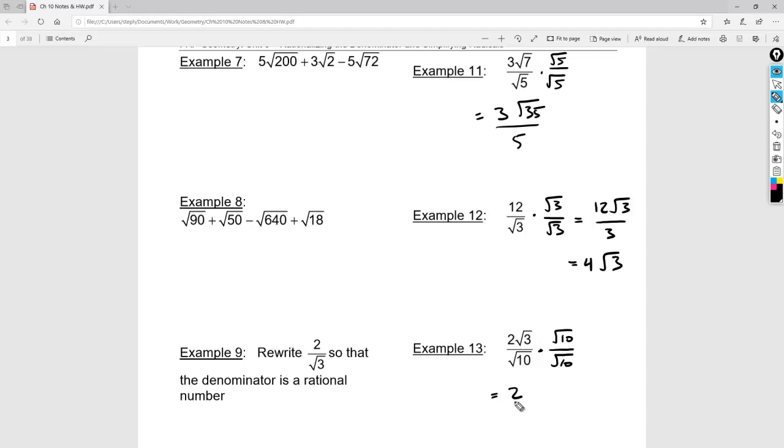Okay. 2 doesn't have anything else. So 2 just remains 2. The square roots will combine to make the square root of 30. And on the denominator, just 10. There's 2 over 10 here. That can reduce. So I will end up with the square root of 30 over 5. And that's it. Nothing else that I can do with that.